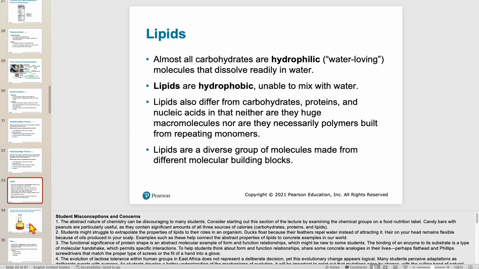Okay. So now you know that the lipids' number one function is structure, and the number two function for a lipid will be energy. So it's the opposite of carbohydrates. Lipids' number one function is structure, and lipids' number two function is energy.